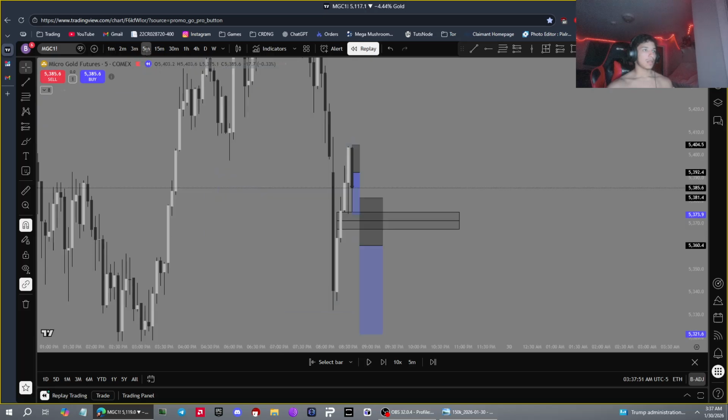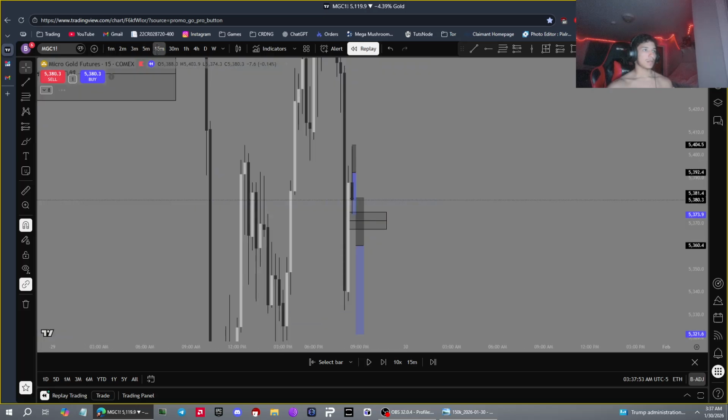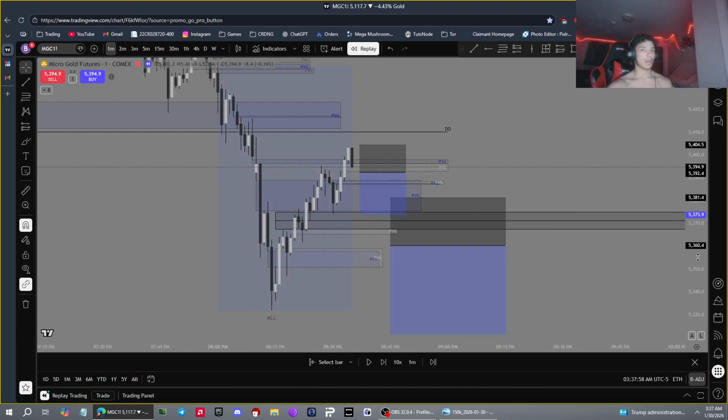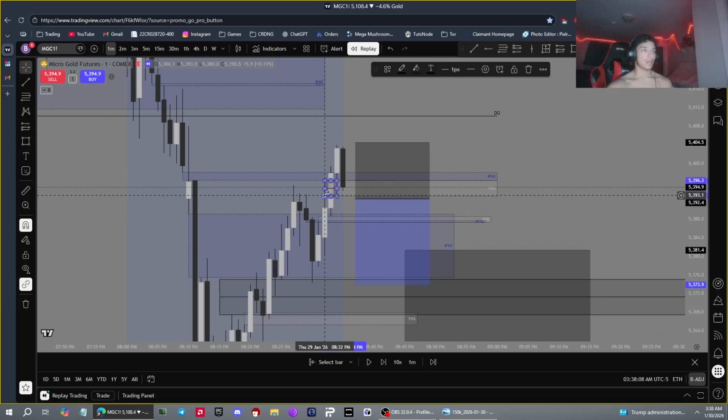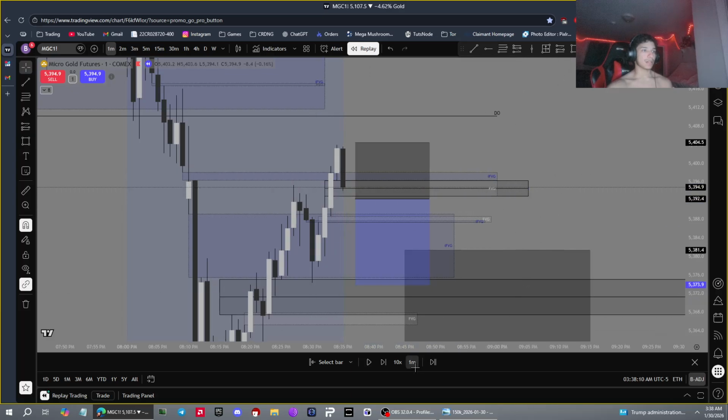So I believe we get a tap into, what is this, 15-minute. We get a tap into a 15-minute. Okay. And as you see right here, we got the bullish fair value gap that we have here, which would be an amazing trade if we get an inverse here.